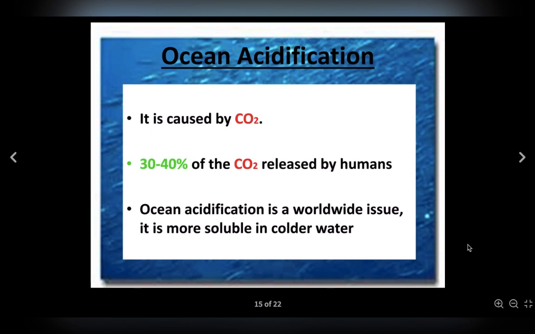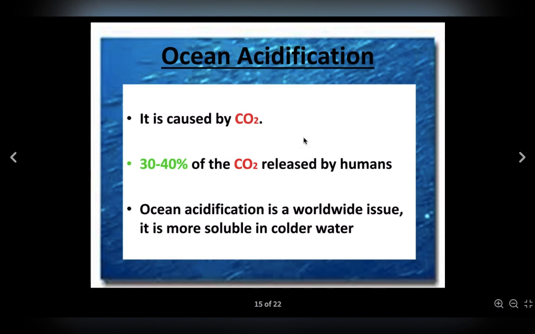Now let's take a look at ocean acidification. When the ocean is too acidic, what happens? First of all, what causes it? It is caused by CO2. 30 to 40% of CO2 released by humans goes to the ocean and makes the ocean too acidic.